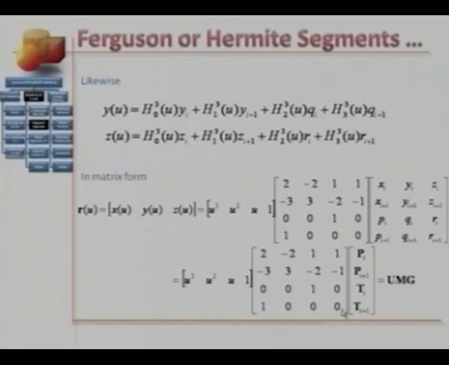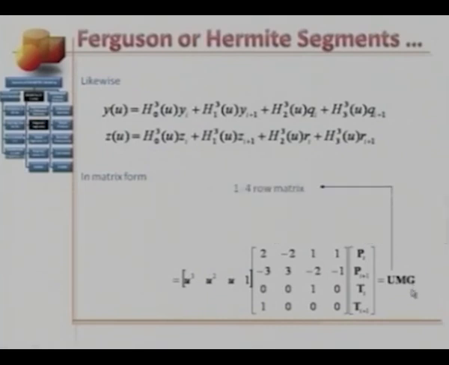This 4 by 4 coefficient matrix is represented by capital M, and this column vector, which is actually a 4 by 3 matrix, represents the geometry specified by the designer, G. As I mentioned, U is of the size 1 by 4, M is of the size 4 by 4, and is called the Ferguson or Hermite coefficient matrix, and G is of the size 4 by 3, the geometry matrix.